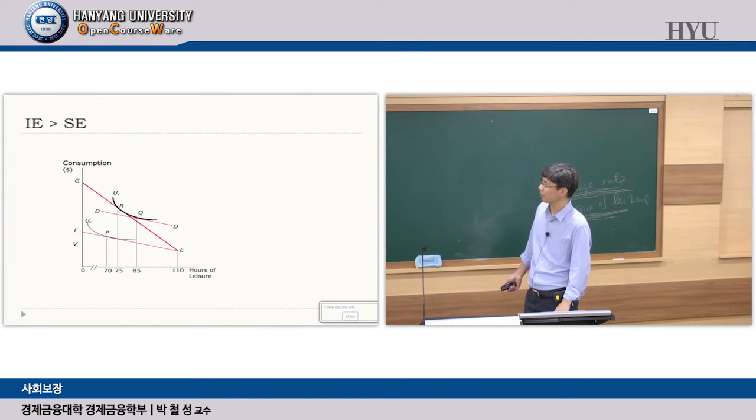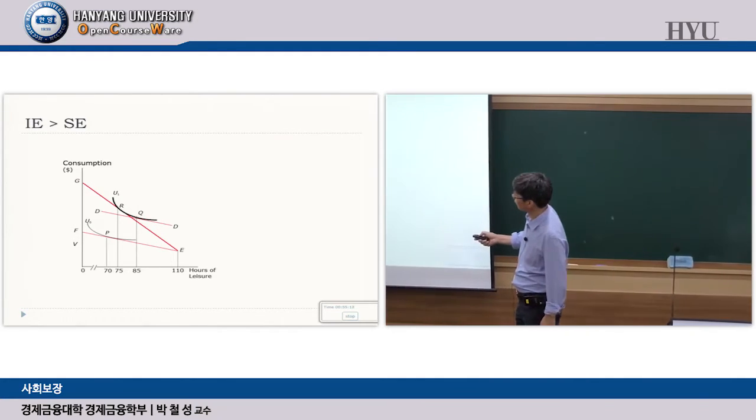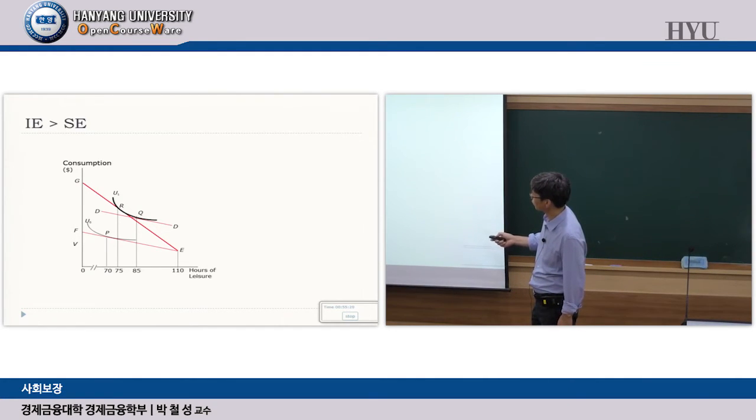Now, obviously, we can draw a case where the income effect dominates the substitution effect. Okay? So in this case, wage goes up, then moving from P to R. Okay? Moving from P to R. So leisure hour increased.